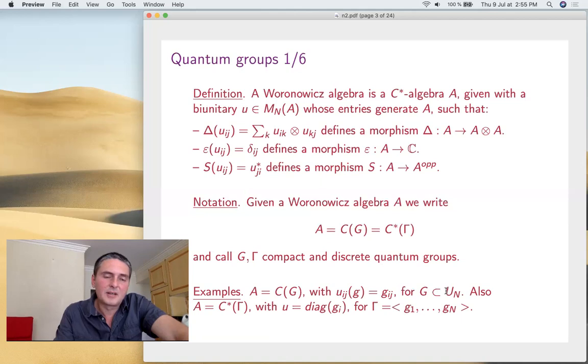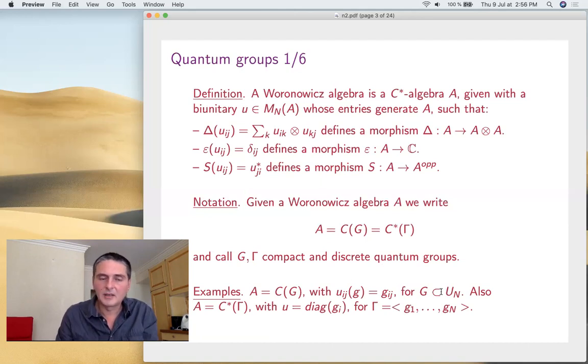So these are our examples, and you can also prove conversely that for any commutative Woronowicz algebra, you apply Gelfand and you have this morphism, you end up with a group. So you see, the commutative case, these are exactly the functions on compact Lie groups. So that's why in general we call it C(G), G a compact quantum group.